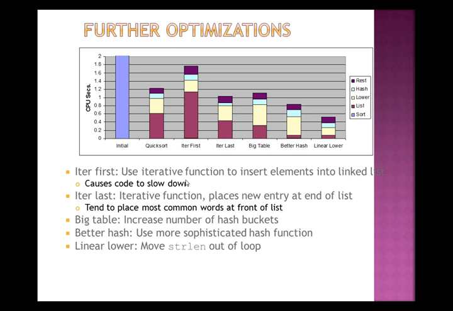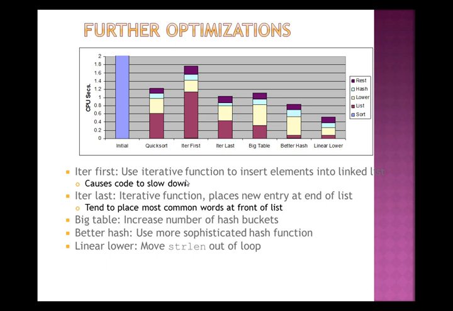Iter last: the iterative function places the new entry at the end of the list. That is your last in, first out, meaning placing the values at the end position. Tend to place most common words at the front of the list. Then big table: it is used to increase the number of hash buckets. Better hash is used for a more sophisticated hash function.